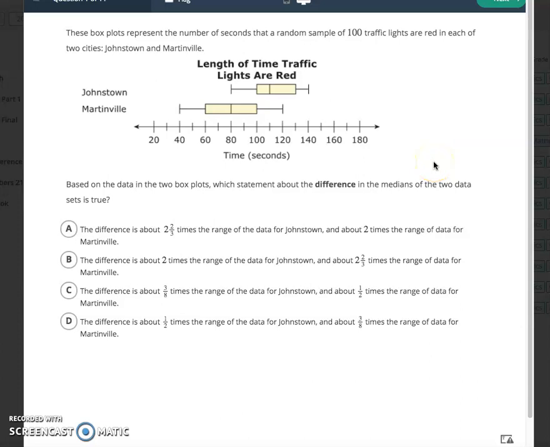Hey, boys and girls, this is the homework that you got on May 18th. So I just want to go over it.